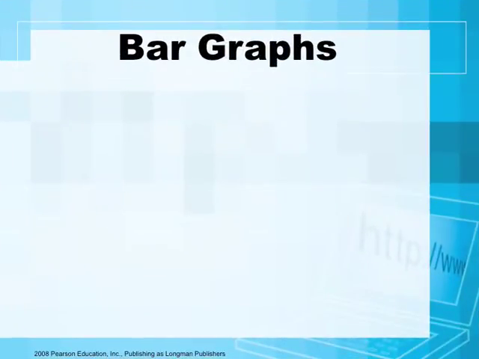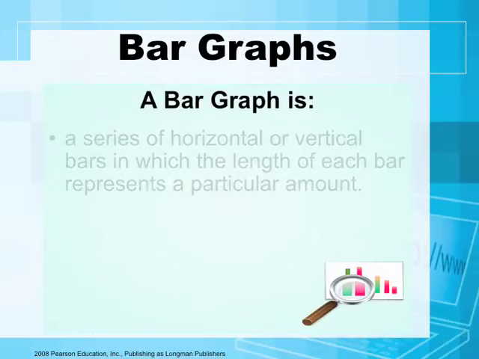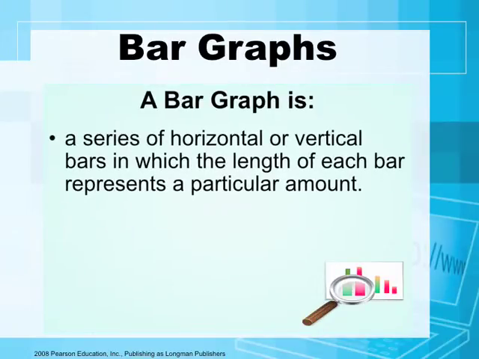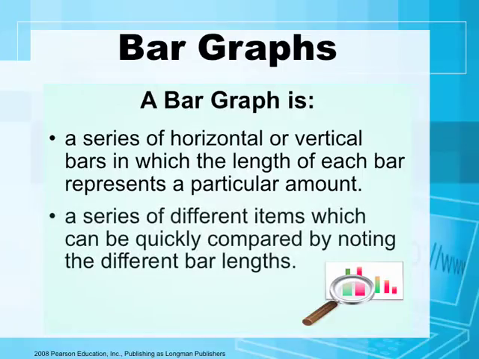Bar graphs. What is a bar graph? A bar graph is usually a series of horizontal or vertical bars in which the length of each bar represents a specific or particular amount or percentage or fraction. So it's very similar in nature to a pie graph, but it shows you in columns a series of different items which can be quickly compared by noting the different bar graphs. So if it's up, it means it's higher, and if it's low, it means that it's a decreased population or percentage of the whole of what you're talking about.